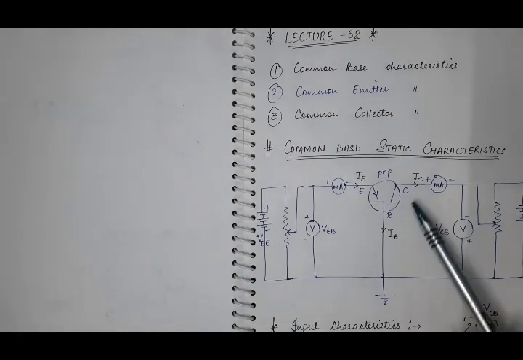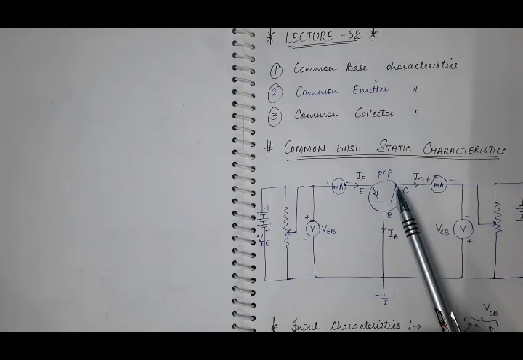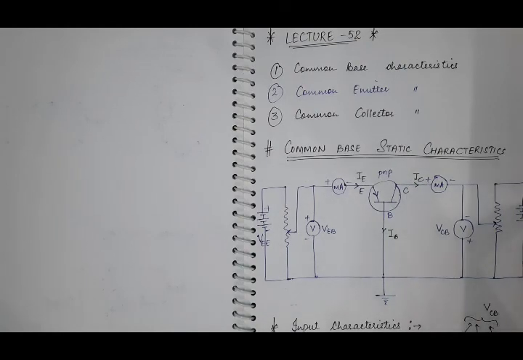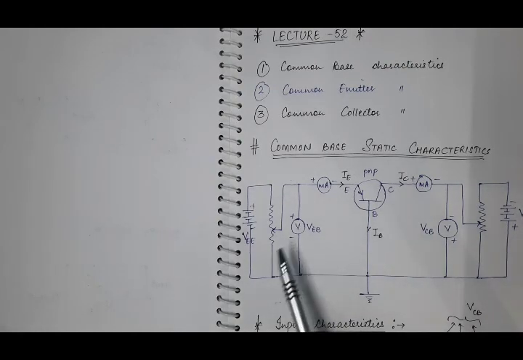Similarly, this collector base junction must be reverse biased. Means this P-type collector should be connected to the negative terminal of the battery, and this N-type base should be connected to the positive terminal of the battery. So in this way, this junction is reverse biased and this junction is forward biased.